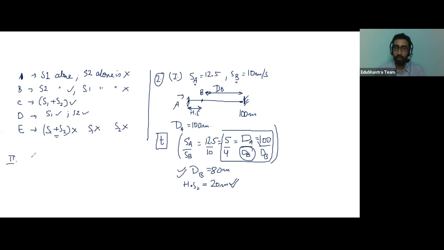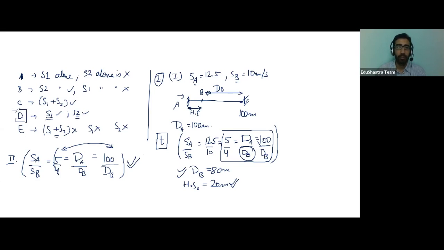What about statement 2? Statement 2 also gives you the same. Speed of A upon speed of B is 5 by 4. And since you know the distance covered by A, this is also equal to distance covered by A upon B. Since you know A is 100 meters, you can calculate dB. Stop here. You know that you can solve for dB now using this relation, using these two equations, these two ratios rather. You can stop and say, yes, indeed, statement 2 alone is also sufficient. And thus, since 1 alone is sufficient and 2 alone is sufficient, the right answer has to be option B.